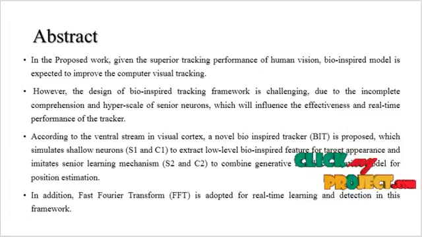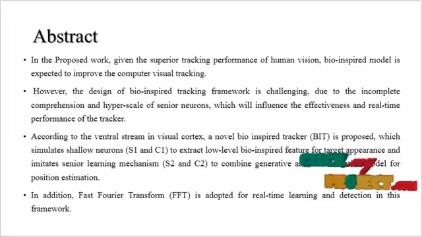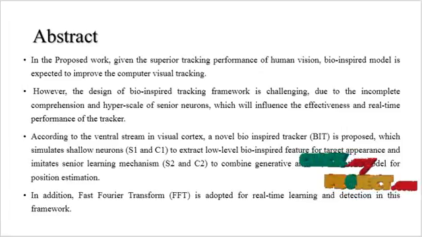A novel bio-inspired tracker, that is the BIT, is proposed in this process, which simulates the shallow neurons, that is the S1 and C1, to extract the two-level bio-inspired features and the target appearance, and then imitates the senior learning machines, that is the S2 and C2, to combine the generative and the discriminative model for position estimation. In addition, the FFT, that is the fast Fourier transform, is adopted for real-time learning and deduction in this framework.